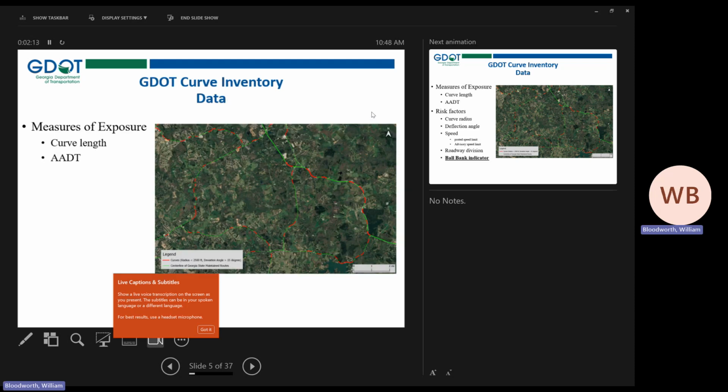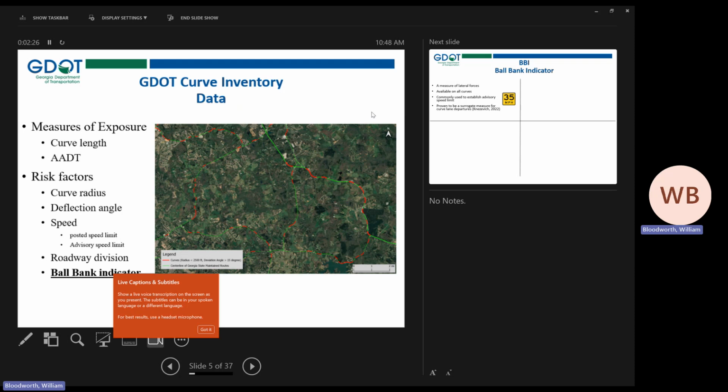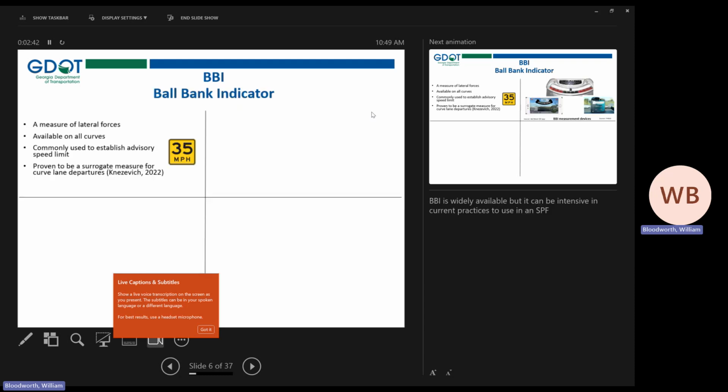So what's included in this data set? We have measures of exposure for crashes: curve length, as well as annual average daily traffic on those curves. That comes from TDA, just spatially associating that to the curves. And then risk factors: curve radius, the deflection angle of the curve, the speed, both posted and advisory speed of that curve, roadway division, meaning is there a median, and then ball bank indicator. Now, what is ball bank indicator, you may ask? That is a measure of the lateral forces on a curve.